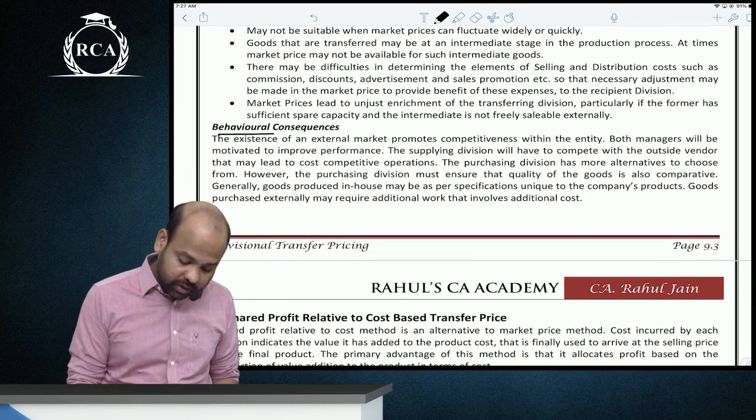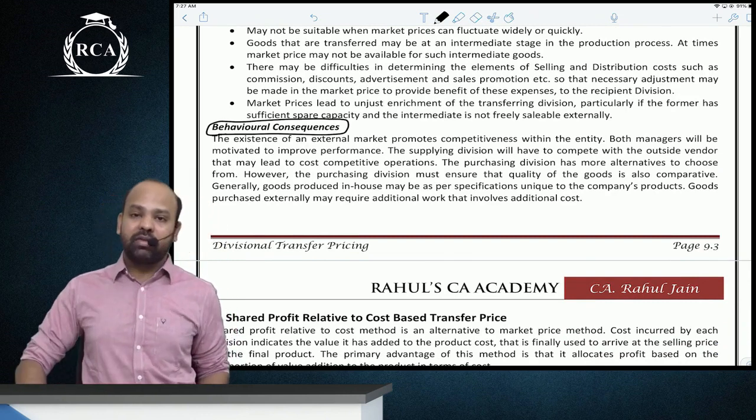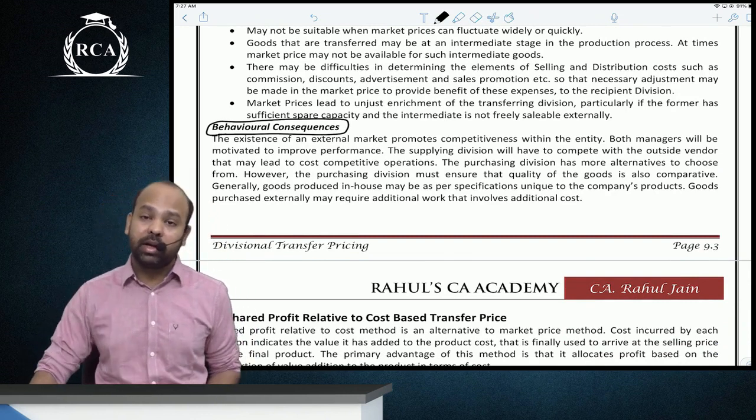Behavioral consequences: remember, the market based transfer pricing method will always result in better motivation.